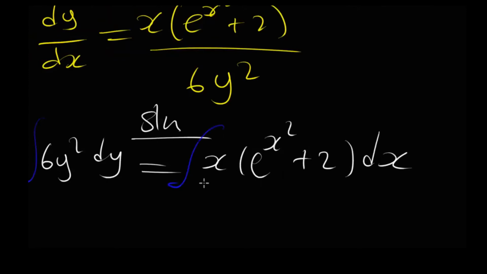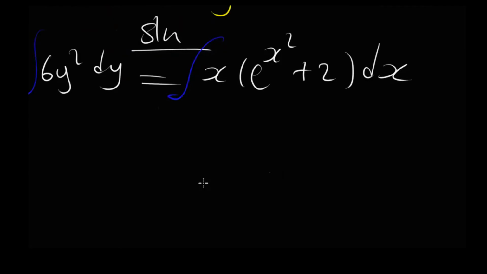Now, how can we integrate this? 6 is a constant. You can take it out. And y squared will be y to the third, cubed, divided by 3. Yeah, and then 3 into 6 equals 2y squared. Yeah, exactly. So it will be 2y, not squared, but to the third, right? Yeah, to the third, yeah.